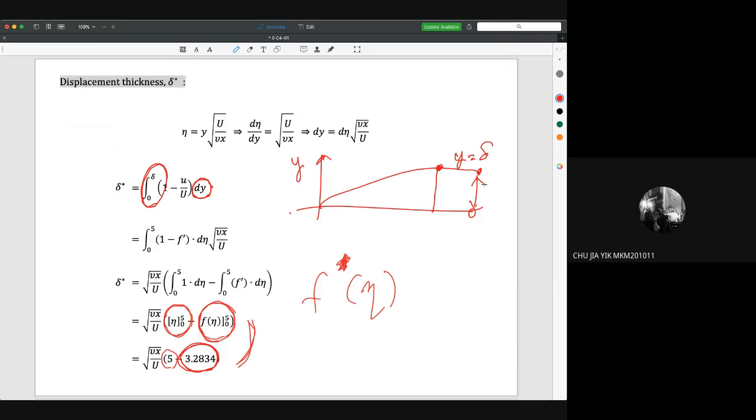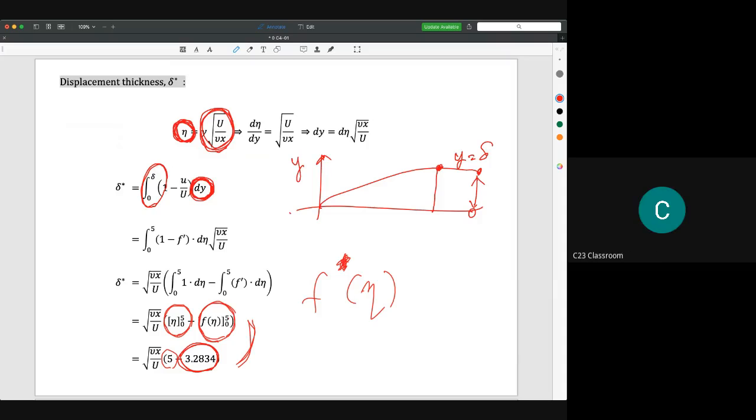Now, in the Blasius solution, they don't use y directly. They use something else, which is eta, because they have the equation and simplify it in eta. That means we cannot integrate this form with respect to dy, because we have eta now.